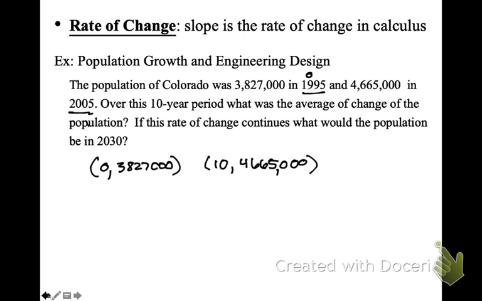The slope m equals y2 minus y1 over x2 minus x1. So I have 4,665,000 minus 3,827,000.